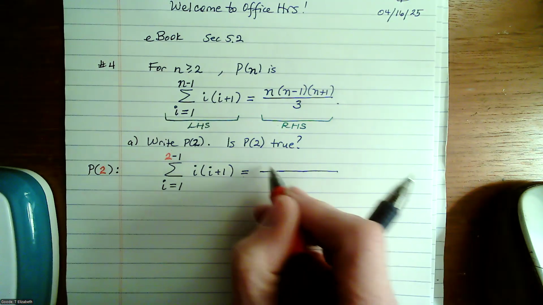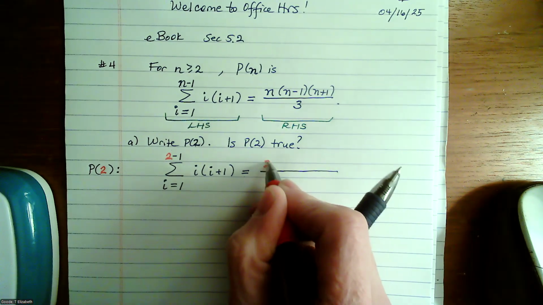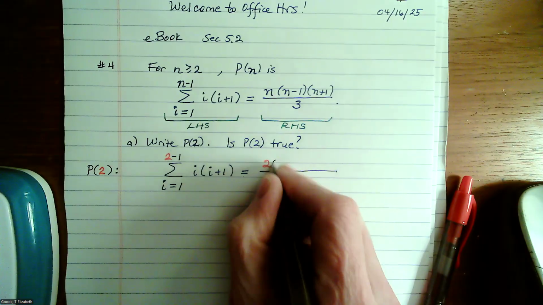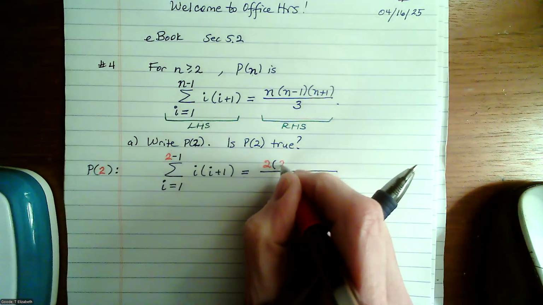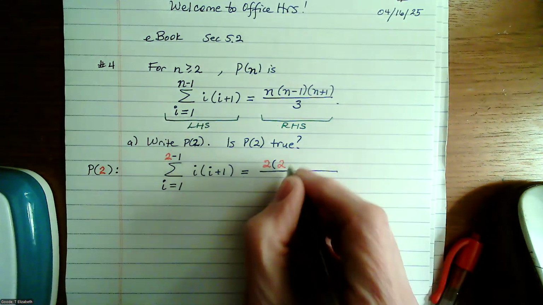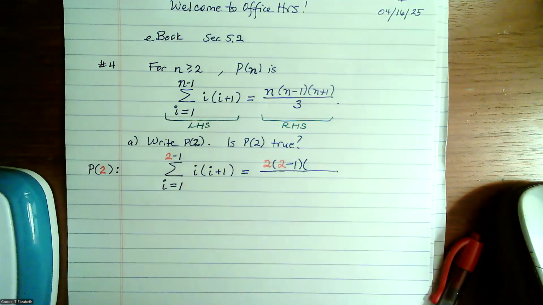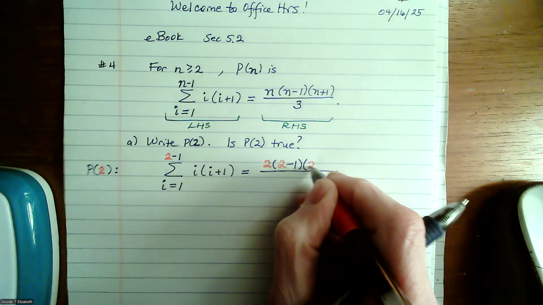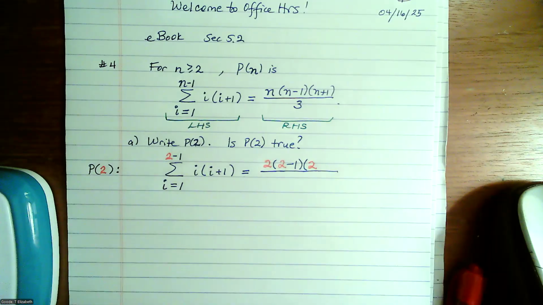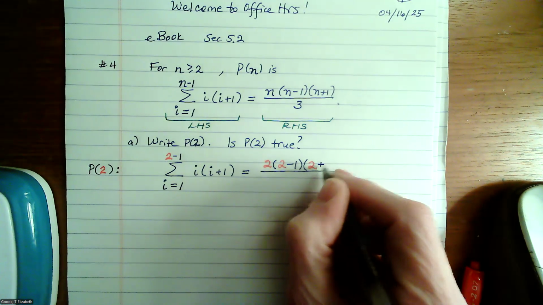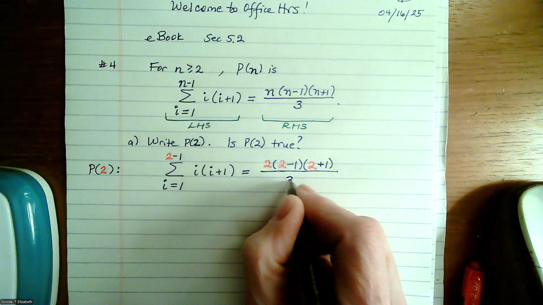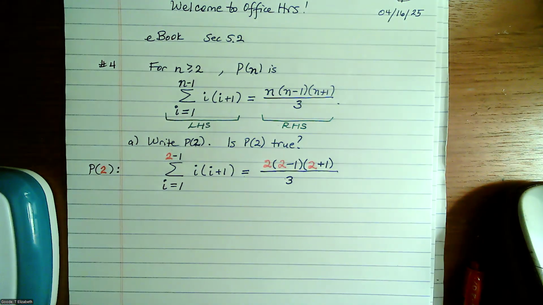The numerator would be 2 times 2 minus 1 times 2 plus 1. Exactly. Good. I'm just trying to emphasize that we're substituting in a 2 here. Everywhere we see an n in P of n, it is a 2 in P of 2. Does that make sense? Yeah.